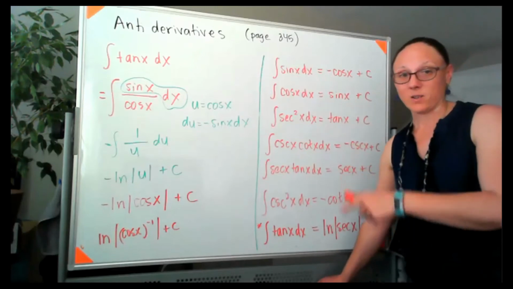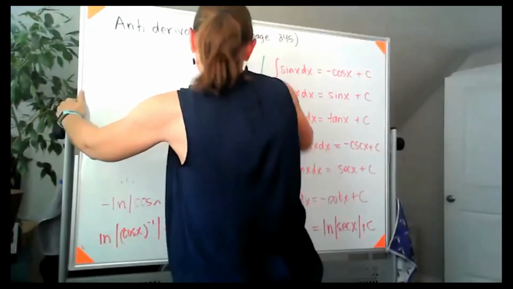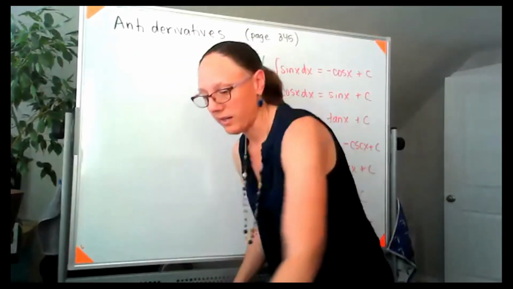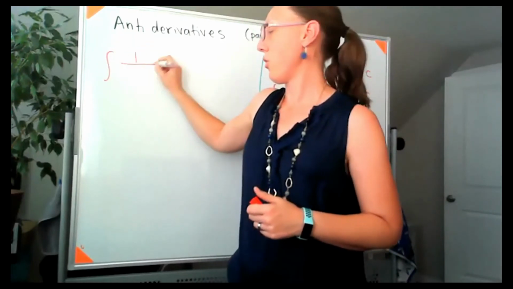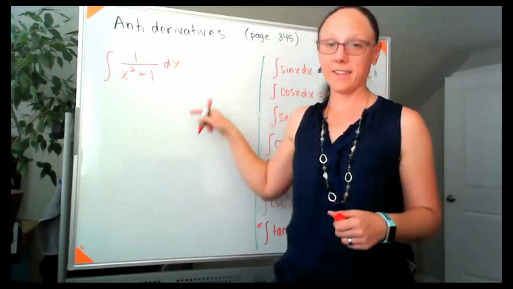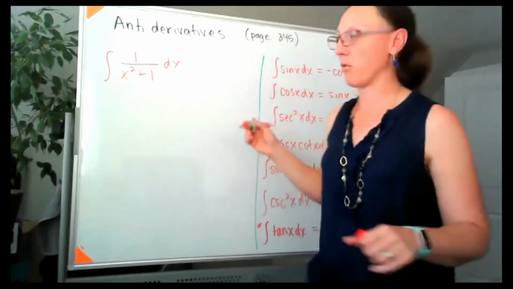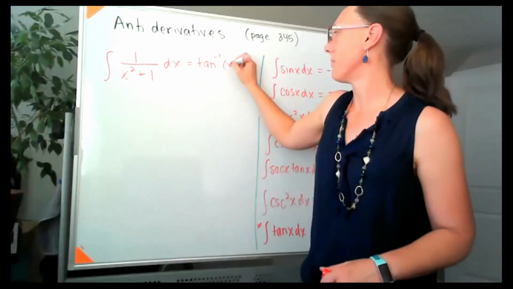There is one last one on that page of antiderivatives. And that is the integral of 1 over x squared plus 1. And this, we are supposed to remember from 17a, hey, that's the derivative of arctangent, or tan inverse.